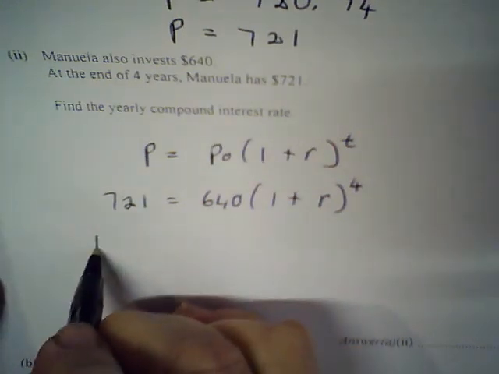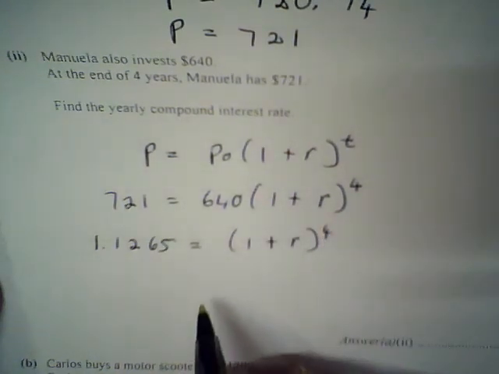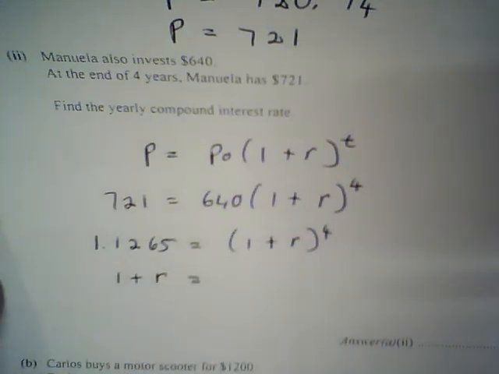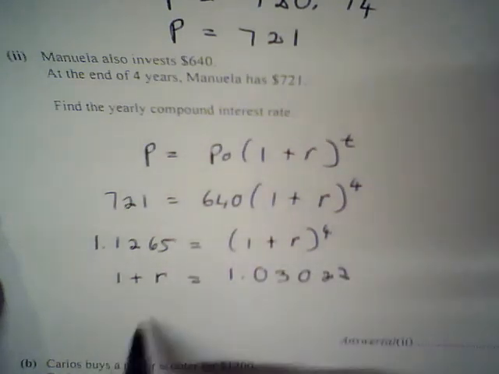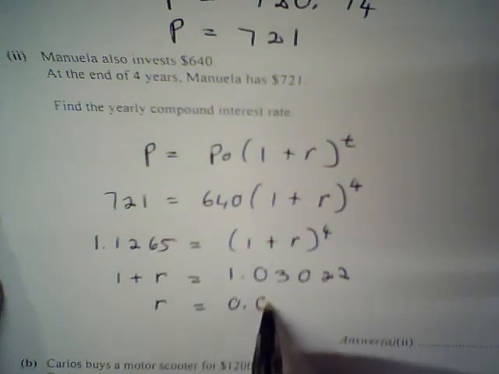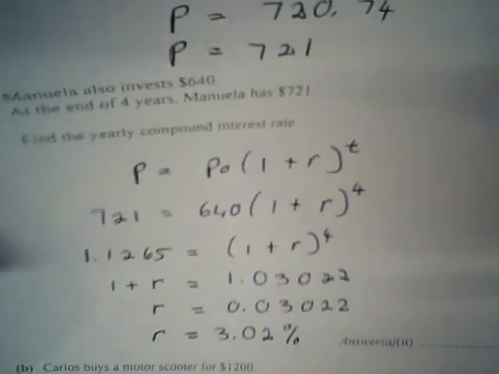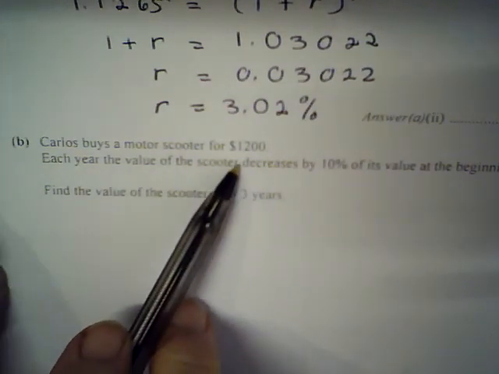Okay, first step, divide on both sides. So I get 1.1265 equals (1 plus R) to the power 4. Take the fourth root on both sides. So 1 plus R equals 1.03022. Minus 1 on both sides. So R is 0.03022. Well, this is in decimal form and we want our answer as a percentage, so I'm just going to multiply it by 100, so it would be 3.02%.